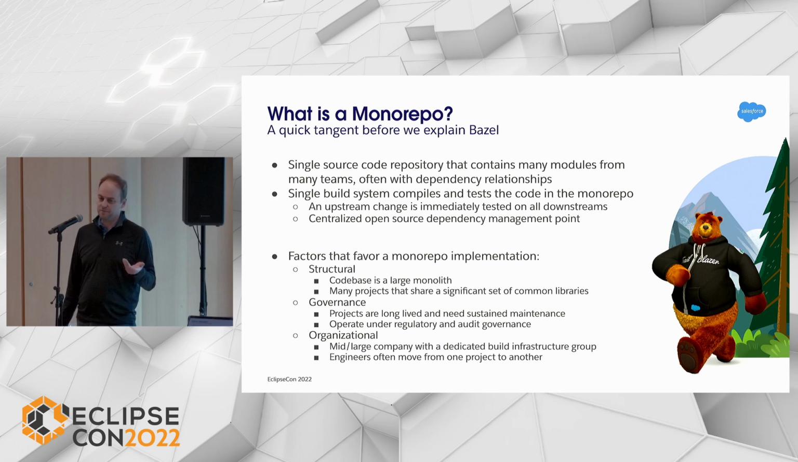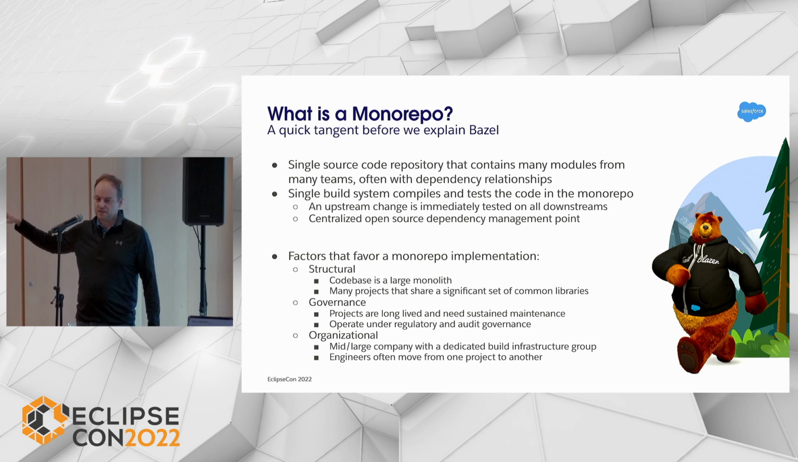Supply chain attacks are a big topic these days, so it's also a very convenient place to manage all your open source dependencies. So if there's a vulnerability in Log4j, for example, you just have to fix it in one place, and hundreds of microservices are automatically updated. So that's what a monorepo is.